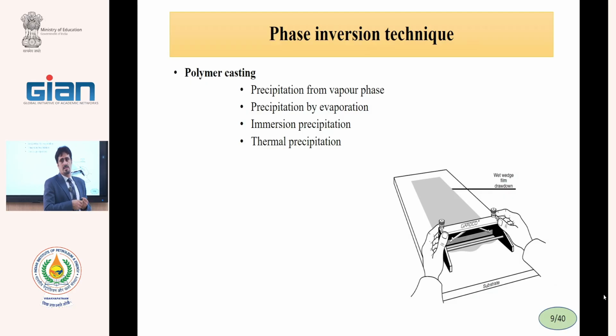We can produce spongy membranes, finger-like membranes, and others. All of these membranes can be produced with the phase inversion technique by controlling the conditions.